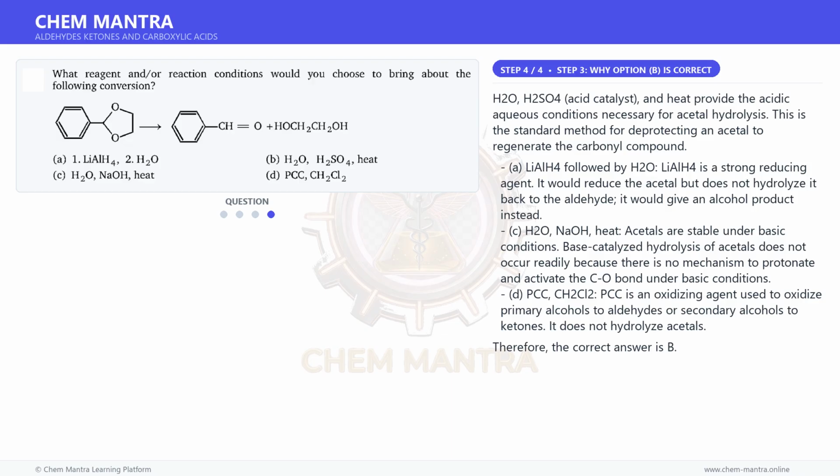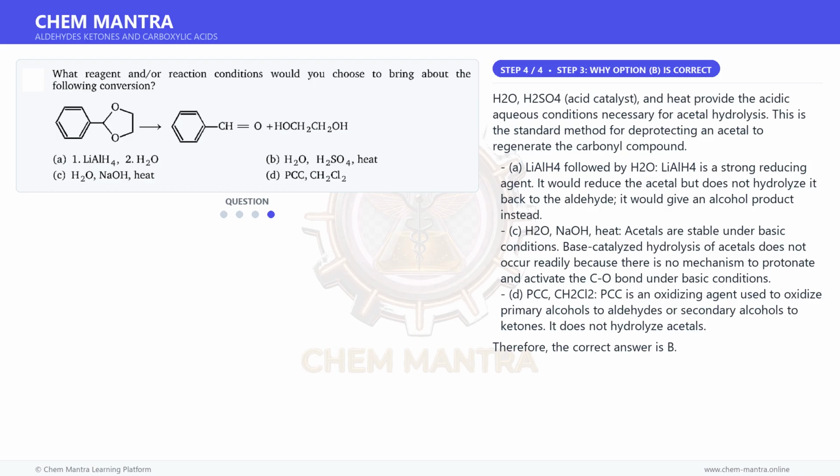C. H2O, NaOH, heat. Acetals are stable under basic conditions. Base-catalyzed hydrolysis of acetals does not occur readily because there is no mechanism to protonate and activate the C-O bond under basic conditions.